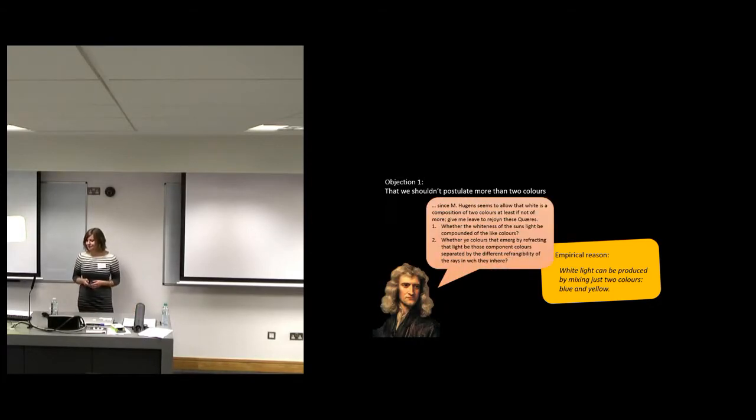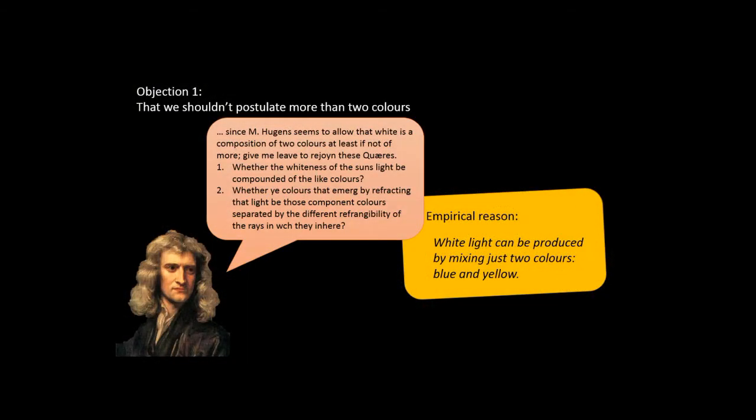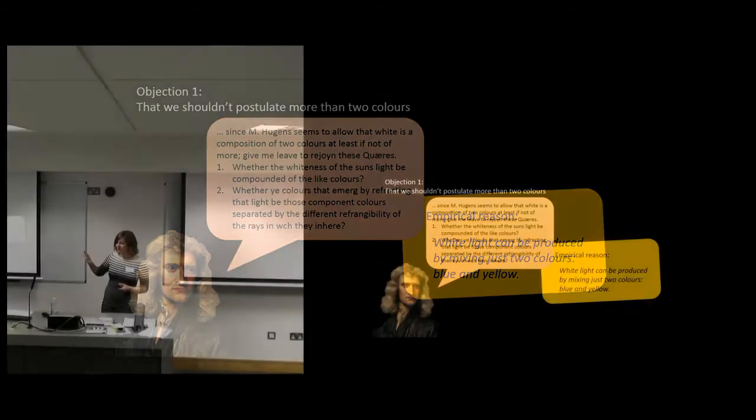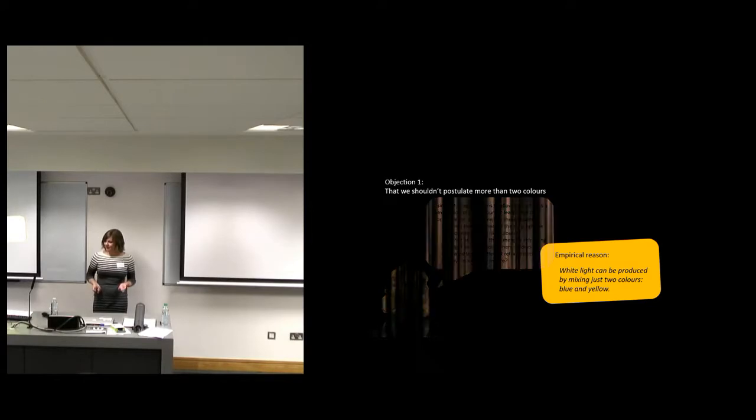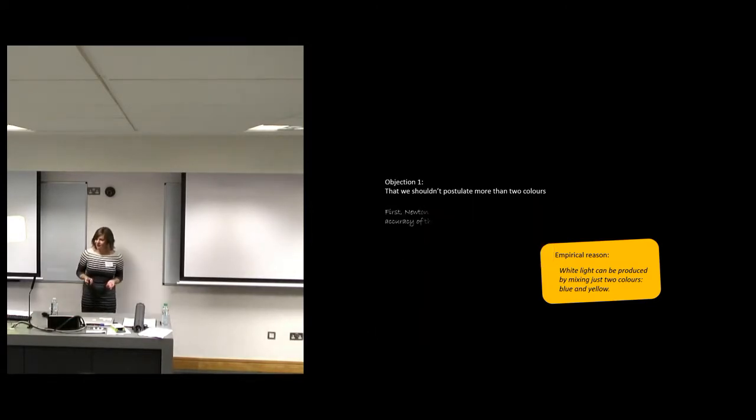So again, Newton pulls his trick of raising queries, trying to raise this as an empirical disagreement. He says, since Huygens seems to allow that white is a composition of two colours, at least, if not more, give me leave to rejoin these queries. Whether the whiteness of the sun's light be compounded of the light colours, whether the colours that emerge by refracting that light be those component colours separated by the different refrangibility of the rays in which they inhere. So he's raising queries again, and here's how he responds to these queries.